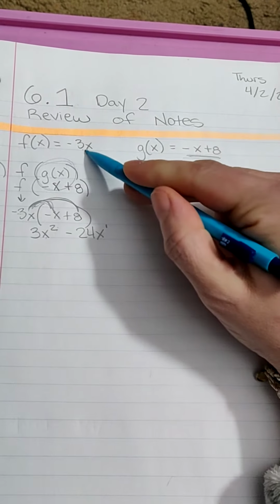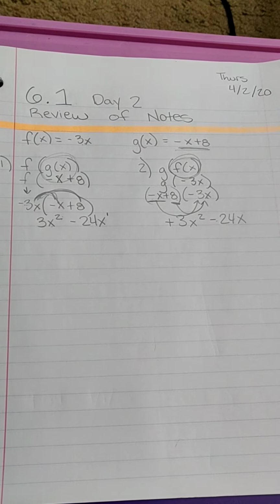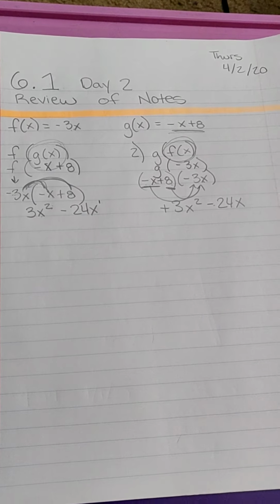So if I do the first one, I've got negative x times negative 3x, and that gives me a positive, two negatives make a positive. I've got 3x to the second, and I've got 8 times negative 3, that gives me negative 24. 8 times 3 is 24, and I have an x. And the funny thing about this is it looks like they're both the same answer. It doesn't always work out that way, but that's how this one is. I'm going to do maybe 2 more.